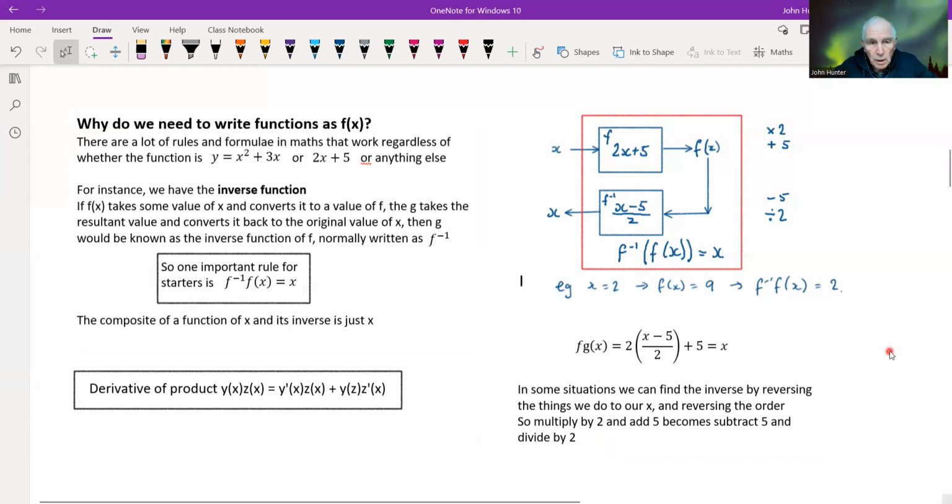Okay, so that is what we do. We're not applying functions too much at GCSE level, but what we need to be able to do at GCSE is manipulate them, derive composites and inverses, and work with them.